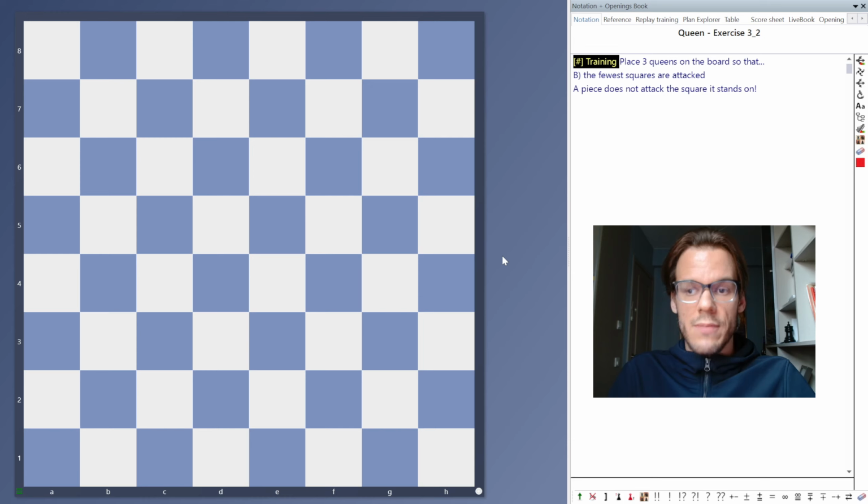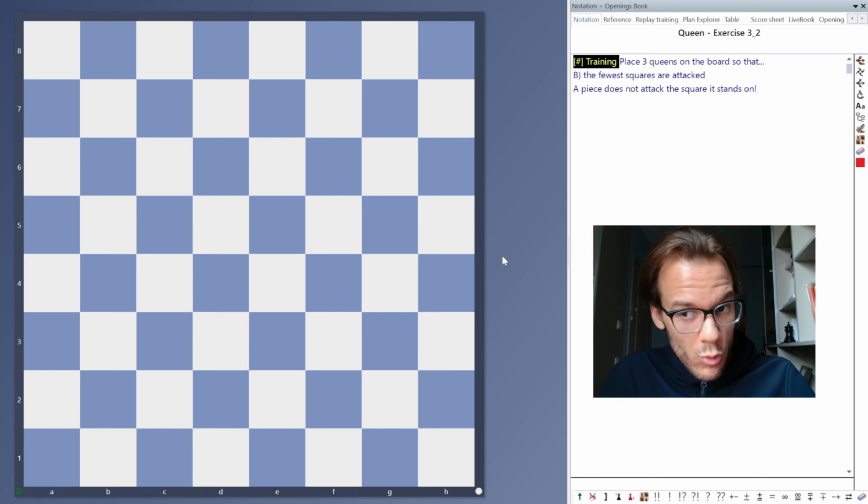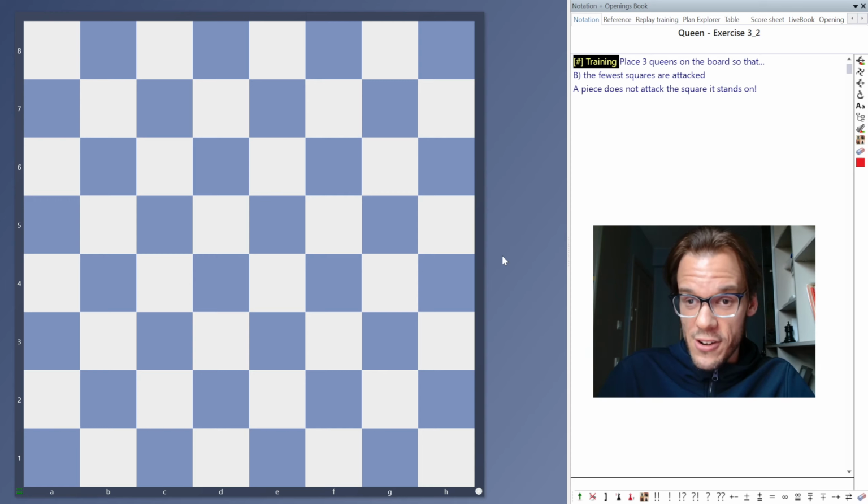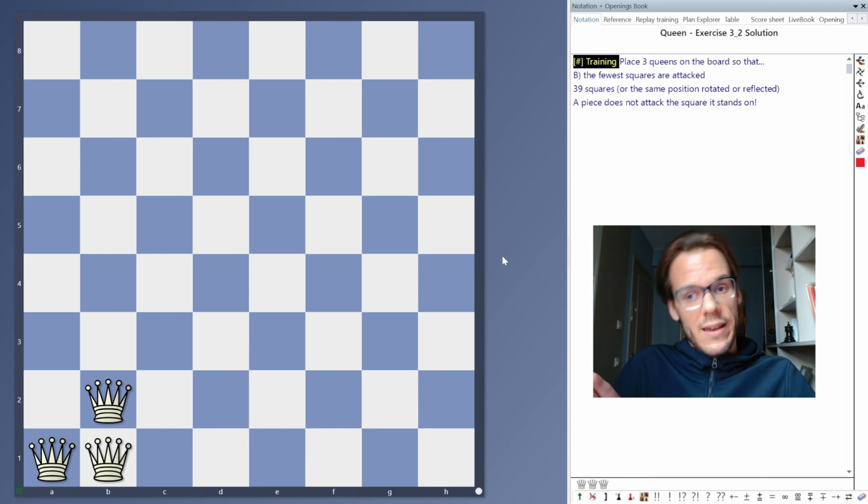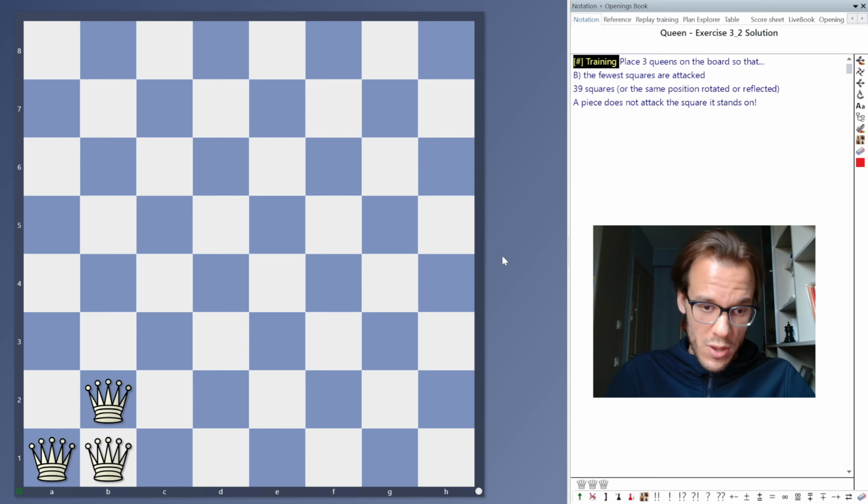And B, so that the fewest squares are attacked. Hint hint, in this case we're probably not going to put them into the center, right? I guess we're looking at the corners of the chessboard. So in this case, queen a1, queen b1, queen b2, 39 squares are under attack. The same position we can rotate or reflect, and we would get the same 39 squares in total.